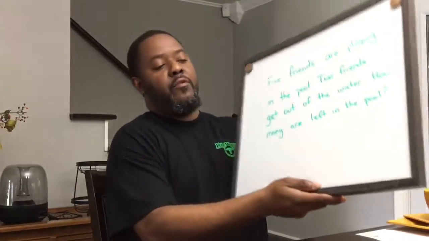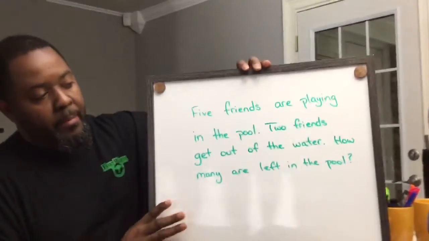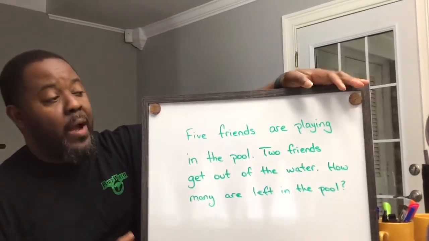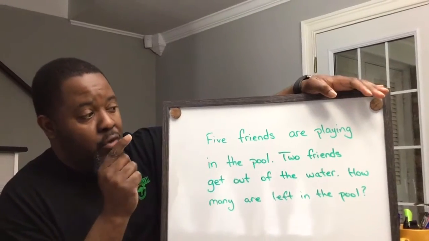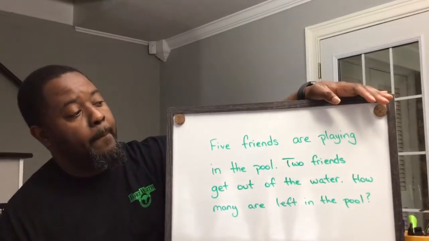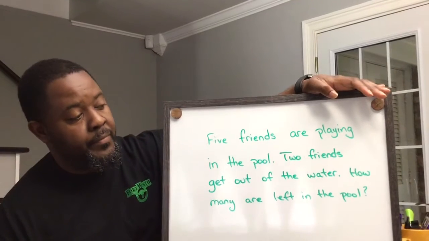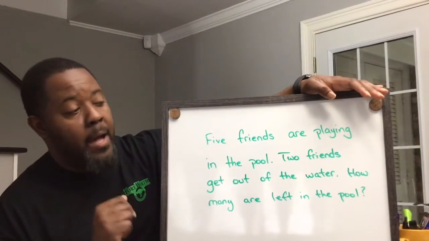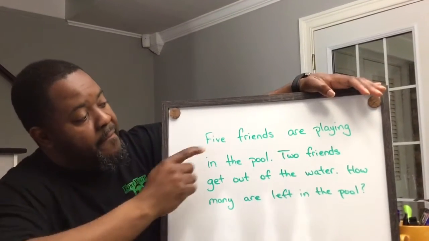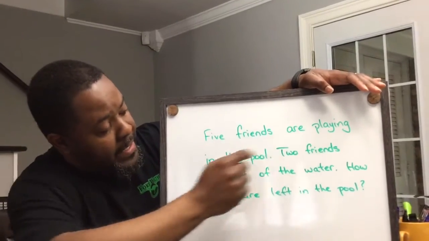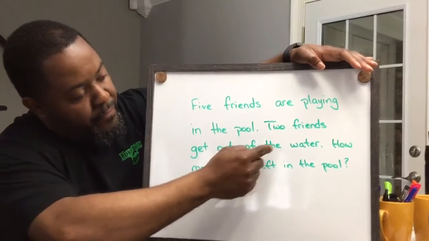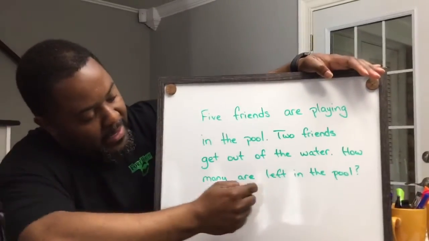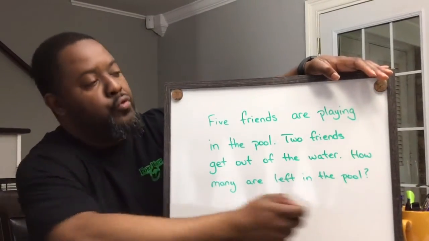So you guys already know, first things first, we have to have our problems. So we're going to go ahead and read our problems. So right now what I want you to do is take this time, pause the video, and read this problem. Now I'm going to go ahead and read it. 5 friends are playing in the pool. 2 friends get out of the water. How many are left in the pool?